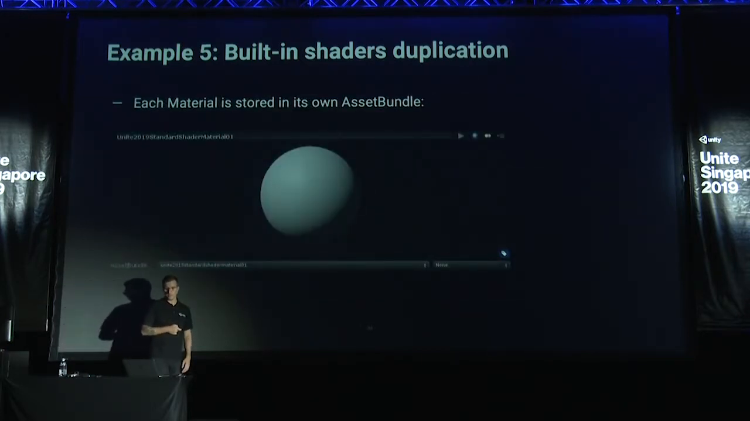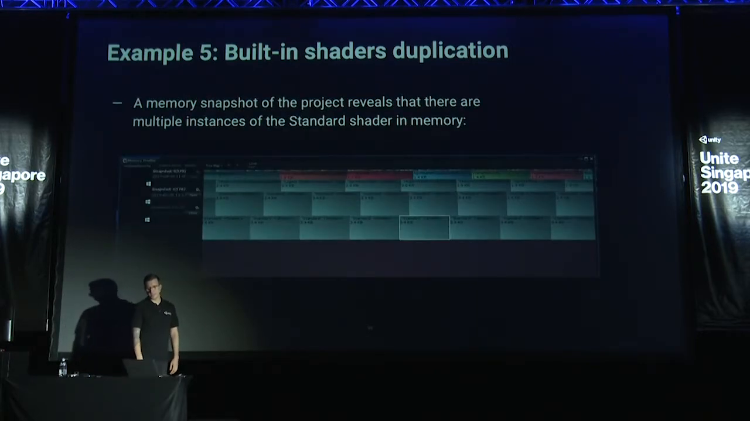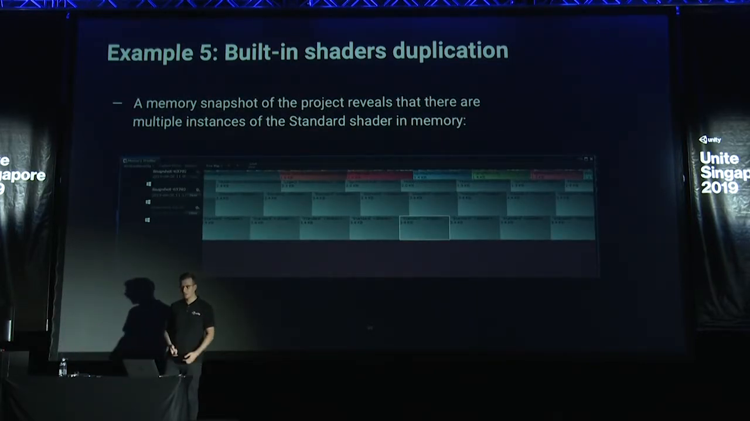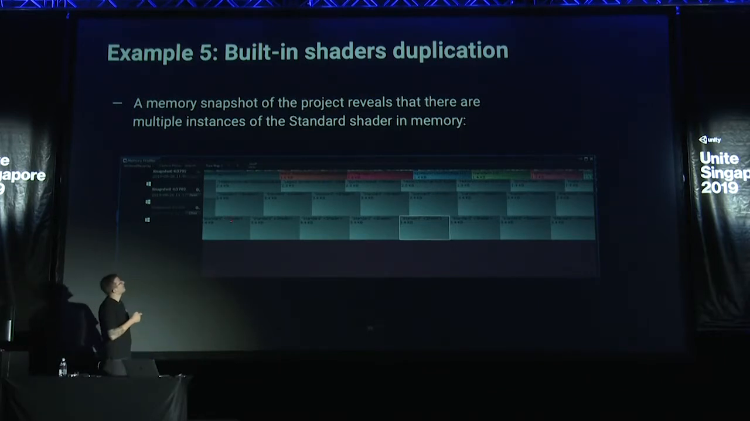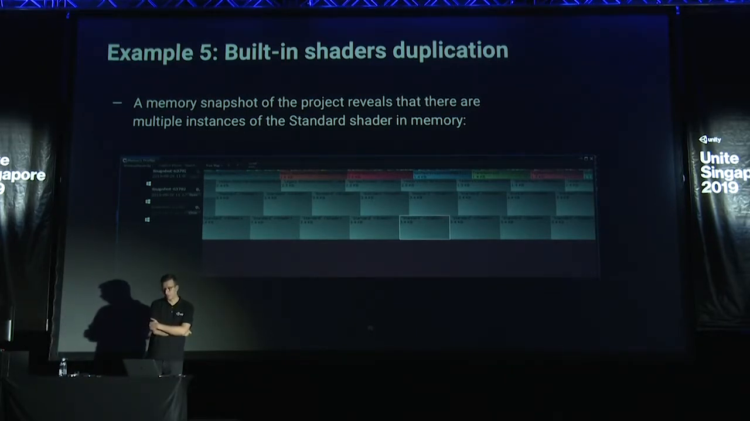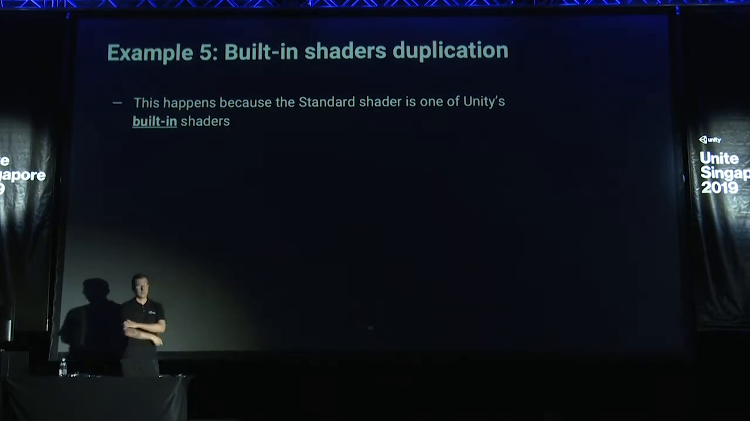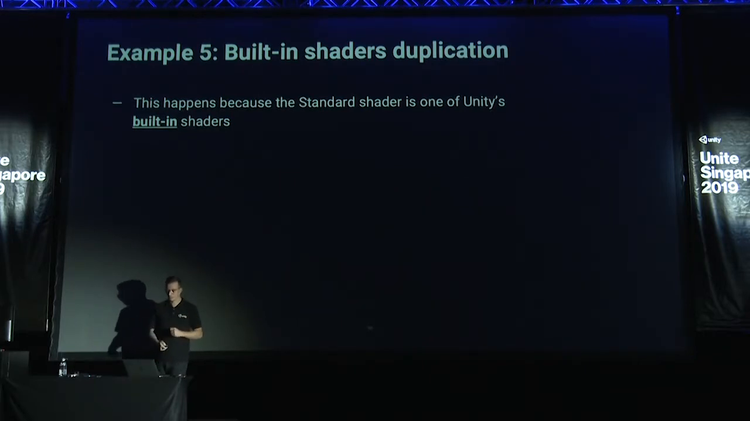So each material was then assigned to its own asset bundle. And what was happening is that when we did a memory snapshot, we saw that each of these materials generated shaders that are being included in the memory. So this is, again, not ideal. And the reason behind this is that the shaders are implicitly included in every asset bundle, and this is just how the asset bundle works.